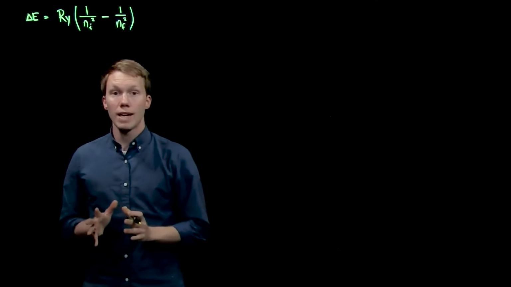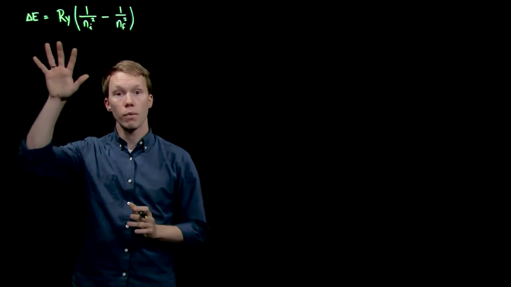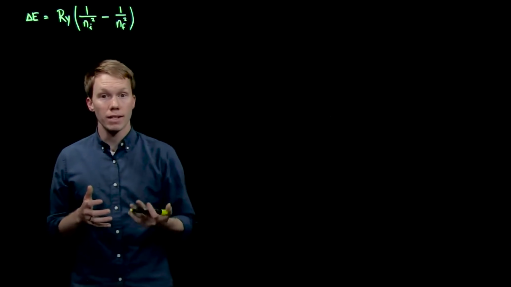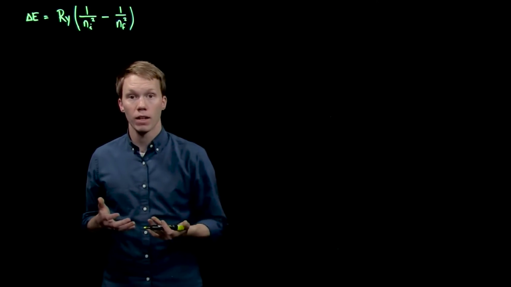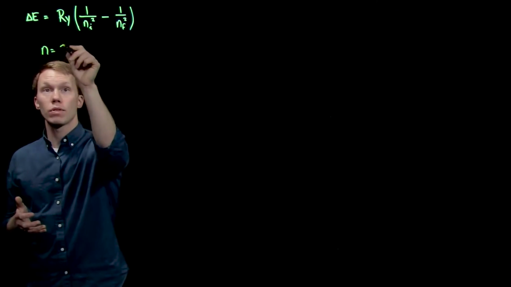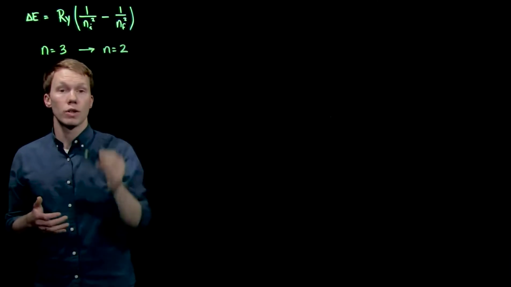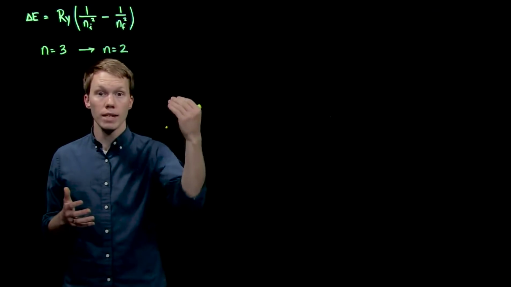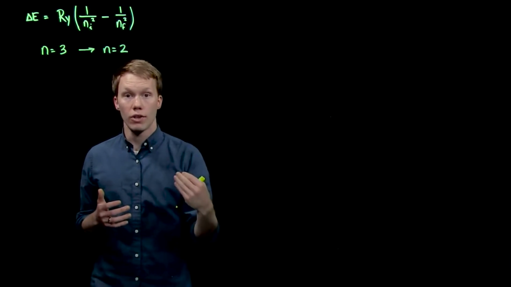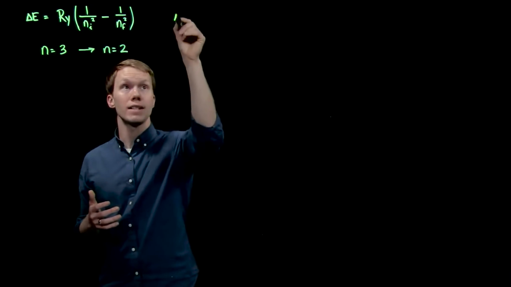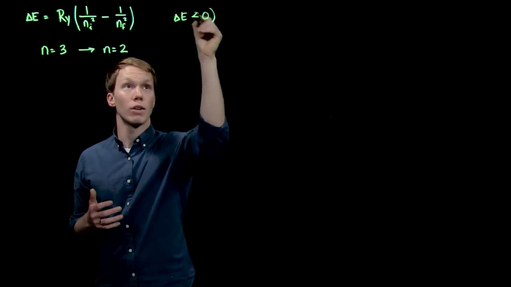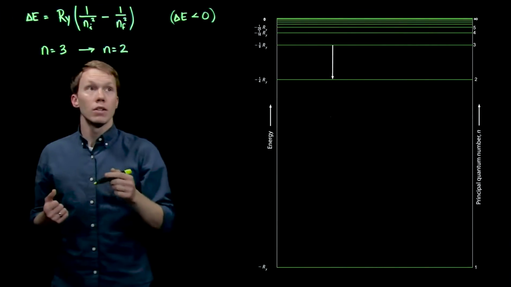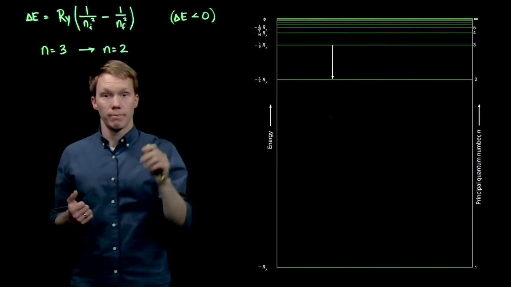Okay, so let's see if we can take this equation that we derived from the Bohr model and predict the wavelengths of light that we would expect to see emitted from the hydrogen atom. So let's look at the n equals 3 to n equals 2 transition. That's going to correspond to this on my energy scale. From 3 to 2, we're going from high energy to low energy. So we would expect right away that delta E would be less than 0 because that energy is going to be emitted in the form of light. So that's just a check for us to come back to at the end.